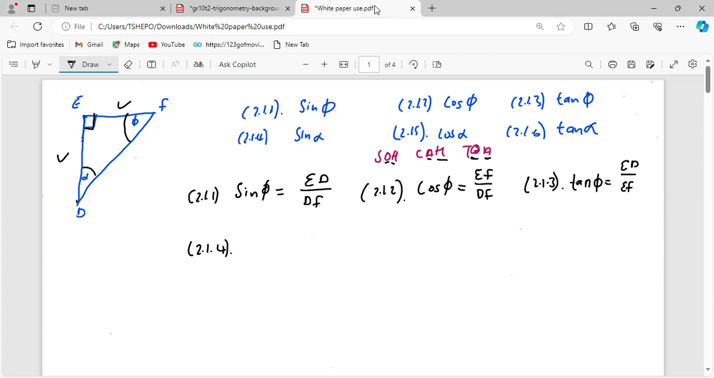Now 2.1.4, we have sine alpha. Now we're going to work with sine alpha, not phi anymore. Again, we'll repeat the same process over and over again. Now, to determine sine alpha, sine is opposite over hypotenuse. But because we are talking about sine alpha, you go to your diagram and look for angle alpha. Where is angle alpha? There is angle alpha over there. Because we're using the sine function, which side is opposite to angle alpha? Which side is the hypotenuse to angle alpha?